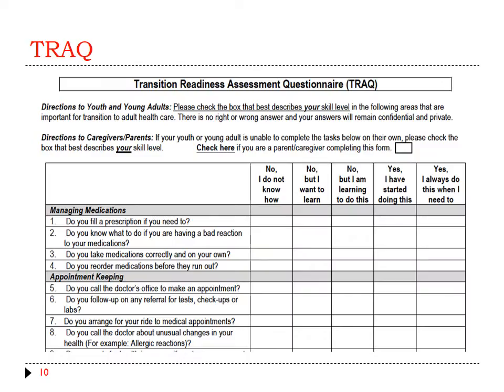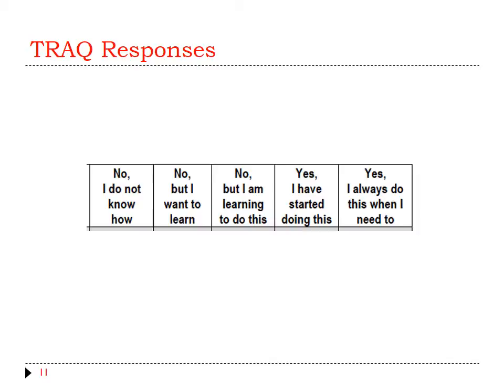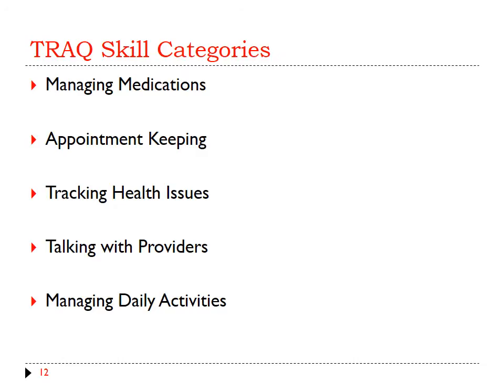TRACK is a validated, patient-centered questionnaire to assess youth's healthcare self-management skills and knowledge. It is self-administered and takes less than 5 minutes for youth to fill it out. TRACK is available in an Excel file to input, score, and aggregate results, or in PDF. Take a moment to review the response options on the TRACK. These provide a range of responses, from no knowledge to complete mastery of skill. The TRACK consists of 20 questions that assess the patient's skills within 5 categories.